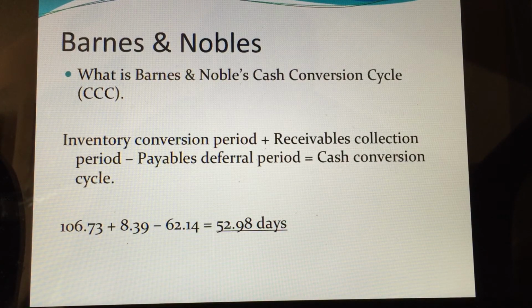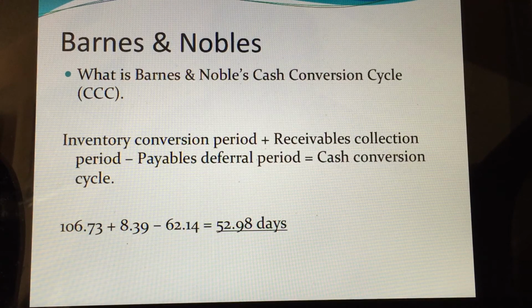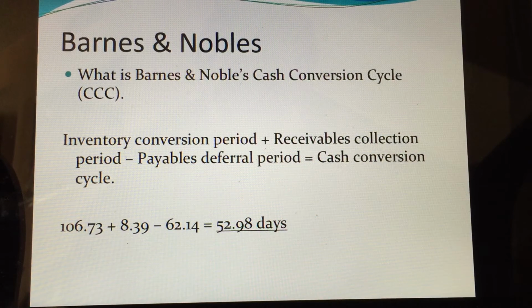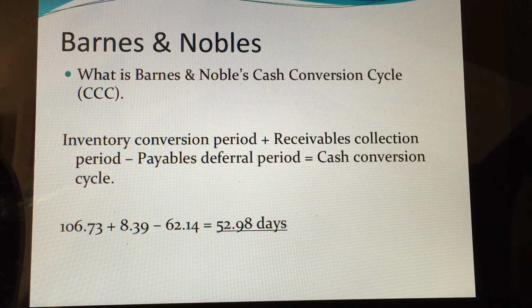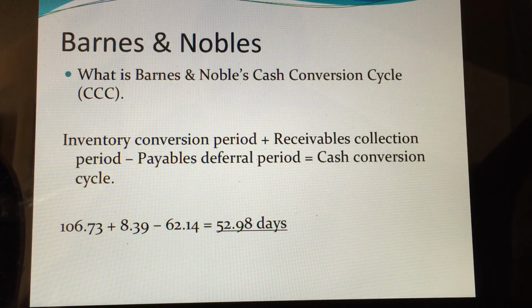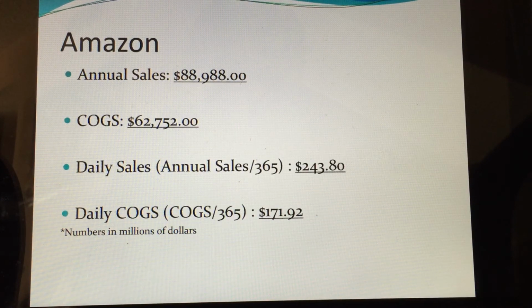Then we had to find the cash conversion cycle. So to do that, you get the inventory conversion period, add the receivables collection period, and subtract the payables deferral period, and that gets you 52.98 days.